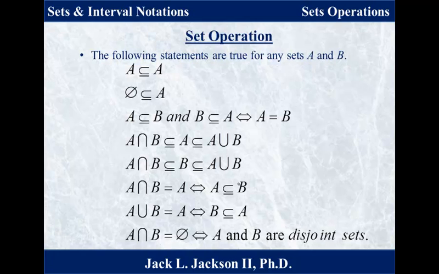And a new term here, disjoint sets, means that their intersection is the empty set. So there's no overlap. If A intersect B is the empty set, then A and B are disjoint sets. That's the definition of disjoint sets.